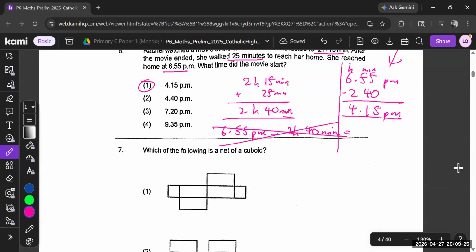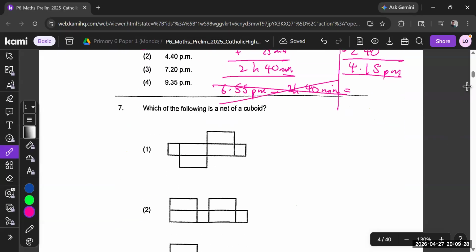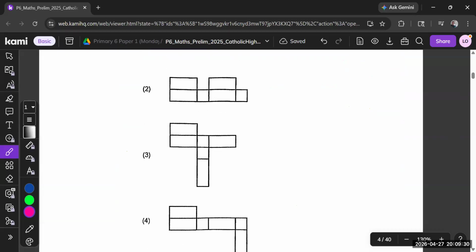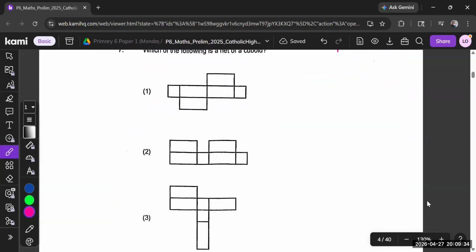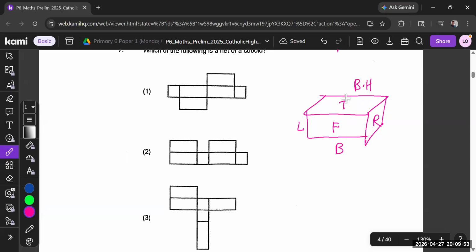Okay, number seven. The answer is number four. And how do we get number four? First of all, you must know what a cuboid is. A cuboid is a rectangular block. So you need to draw it. And after you draw it, you need to label the faces: front, right, left, top, bottom, and then the behind. And then see whether it can match onto the nets.